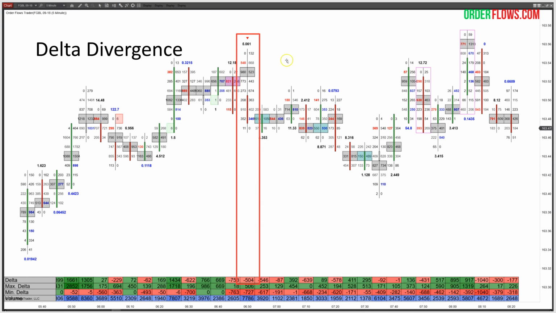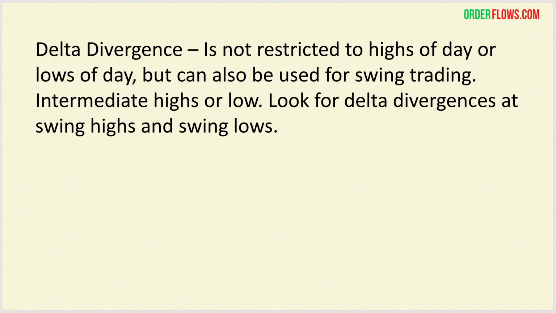Here's another example. New or equal high, negative delta, red candle, the market sells off. What people sometimes don't realize is delta divergence is not necessarily restricted to highs of the day or lows of the day. You can use it if you're a swing trader, right? If you're looking for intermediate highs or lows, look for divergences at swing highs or lows.